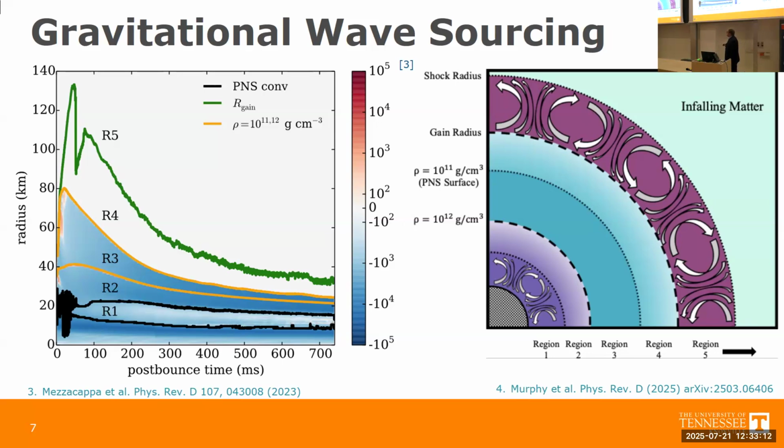Region 2 is what we call the convective overshoot layer. So it's stable to convection. If any matter moves into that region, the motion is damped. And then region 3 are the surface layers of the protoneutron star going out to the density contour that's 10 to the 11 grams per cubic centimeter. Region 4 is that net cooling region. And region 5 is everything else.